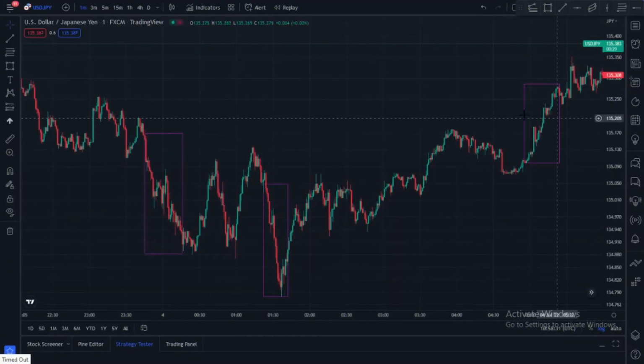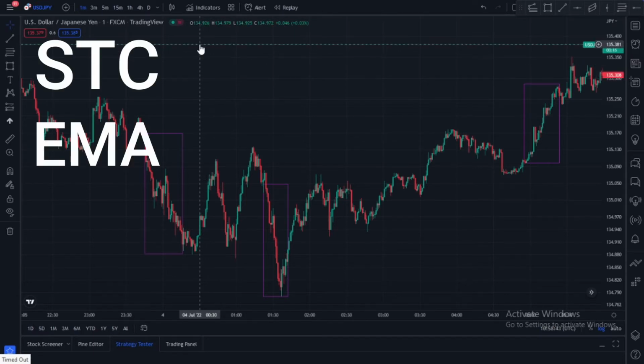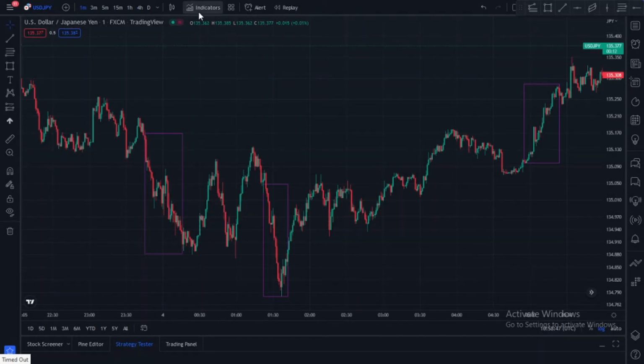This strategy is for low time frames, and the advantage is that a large number of positions can be taken during the day. In this strategy we need three indicators: STC, EMA, and Trend Trading Strategy. Add them to the chart from the indicators section.